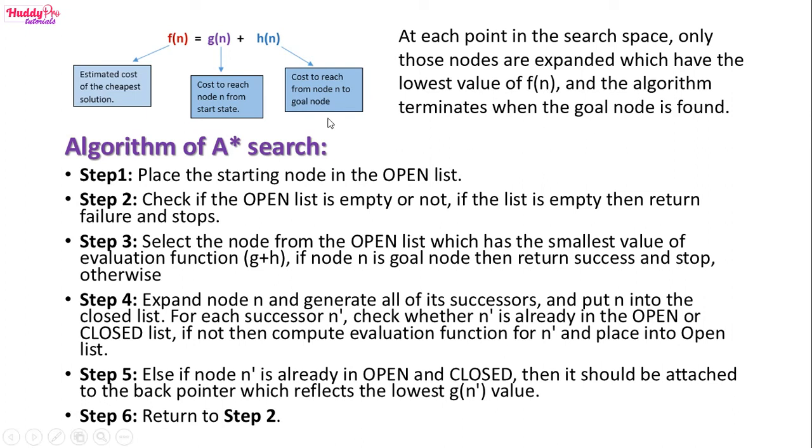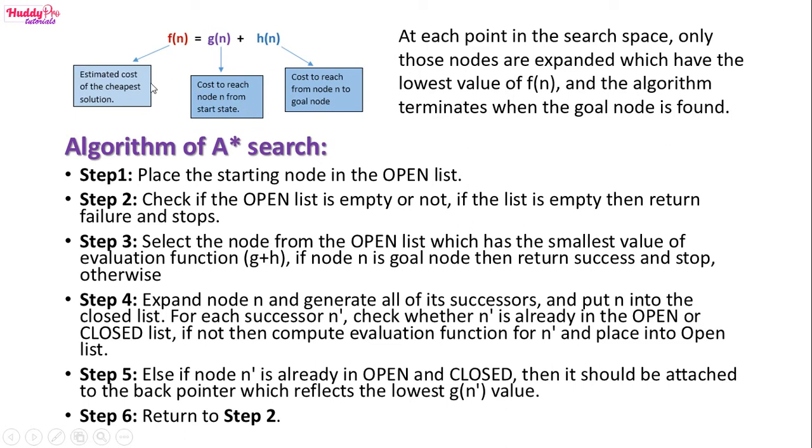So this is what we mean. We have f of n, the function using the A* search will have a combination of g of n, that's the cost to reach the node n from the start state, plus h of n, the cost to reach from node n to the goal node. Okay.